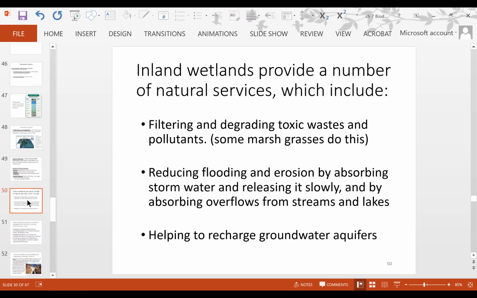So inland wetlands provide natural services, which include filtering and degrading toxic waste and pollutants. Again, some marsh grasses can do this, where they absorb the pollutants. Inland wetlands reduce flooding and erosion by absorbing storm water and releasing it slowly. And they also absorb overflow water from streams and lakes. So it's just an area that's able to take in extra water.